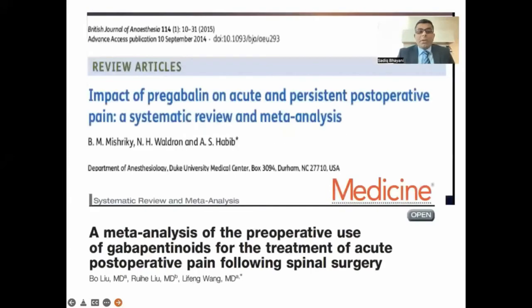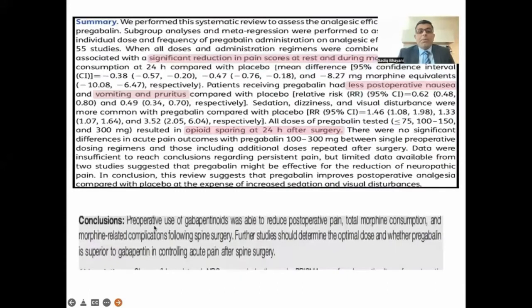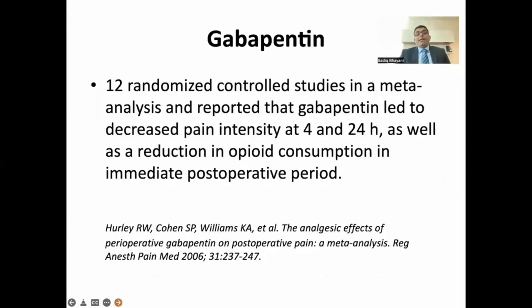Gabapentinoids are one of them, and these are the two studies I looked at which used gabapentinoids. What the studies show is that preoperative use of gabapentinoid was able to reduce post-op pain, total morphine consumption, and morphine-related complications following spine surgery. Further studies should determine the optimal dose and whether pregabalin is superior to gabapentin. This is actually an old study, and I've looked at a few newer studies, and unfortunately there's nothing conclusive. Well, actually there is one study that refuted the use of gabapentin in preventing development of chronic pain.